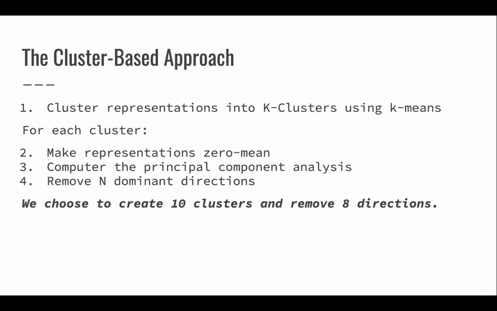In the cluster-based approach, as the name suggests, we cluster our representations into a certain number of clusters using k-means. And for each cluster, we employ three steps. We make them zero mean, and then we compute the dominant direction of each cluster. And then we remove a specified number of dominant directions within each cluster. Now, we chose to create 10 clusters from our data and remove the top 8 directions.